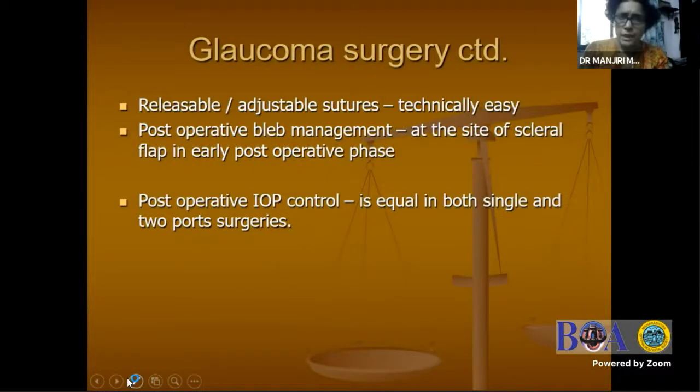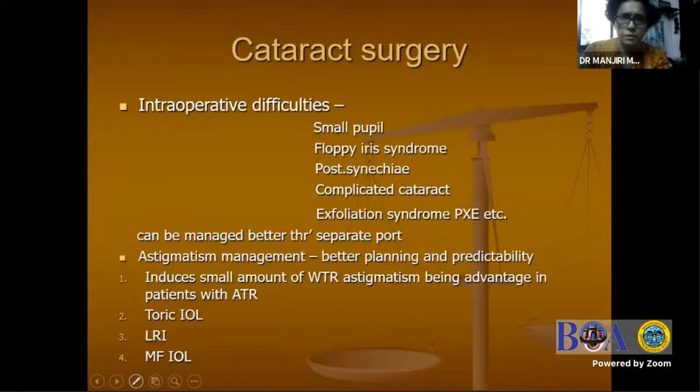Technically, releasable and adjustable sutures are easy, and postoperative management is easy if the site is different from your cataract operation. Early postoperative bleb management at the site of scleral flap, if you want to do digital massage, it is easier if you have a separate site. Postoperative IOP control is almost equal in both single and two-port surgeries.